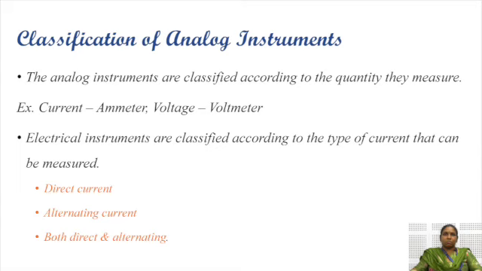Classification of analog instruments. The analog instruments are classified according to the quantity they measure. For example, for current, an ammeter is used. For voltage, a voltmeter is used. Electrical instruments are also classified according to the type of current that can be measured: direct current or alternating current, or it can be both direct and alternating.